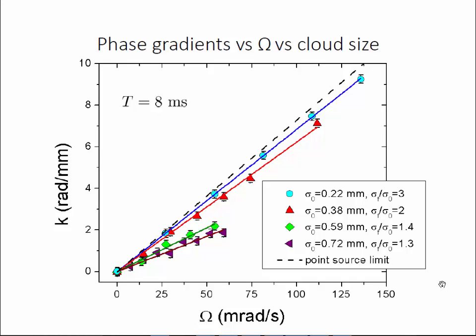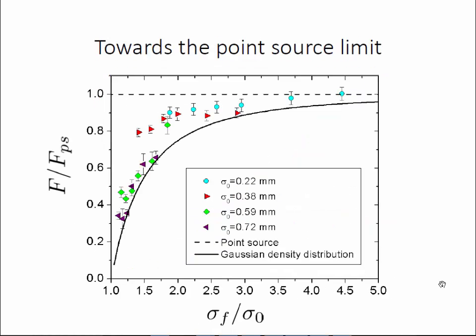The last experiment I want to describe is what happens when we change the interferometer time. So we change the total expansion time, and that means we're going to change the expansion factors. So here what I've done is plotted the scale factor that we measure relative to the point source limit as a function of this expansion factor. And you can see we get a very nice trend where as the expansion factor increases, the scale factor that I measure moves closer to the point source limit.